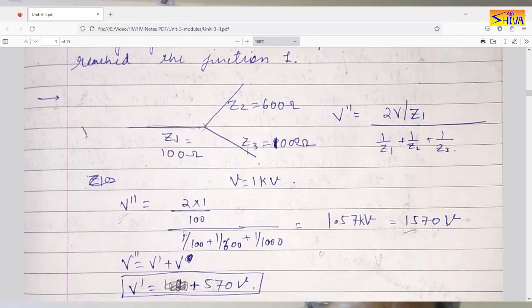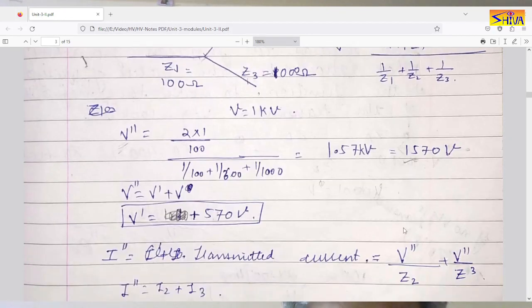So V double dash after substituting the values is coming 1.57 kV, that is 1570 volts. Now we have the basic equation: transmitted wave V double dash is equal to incident voltage wave V plus reflected wave V dash. So V double dash we are having 1570 volts. Incident wave is 1000 volts. So V dash will be equal to 1570 minus 1000, that is 570 volts.